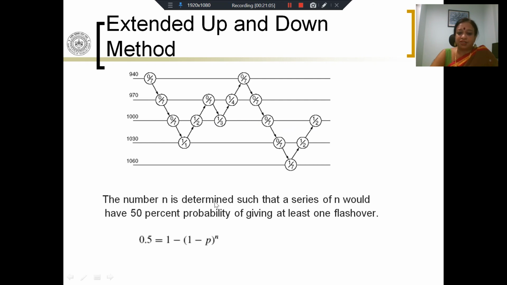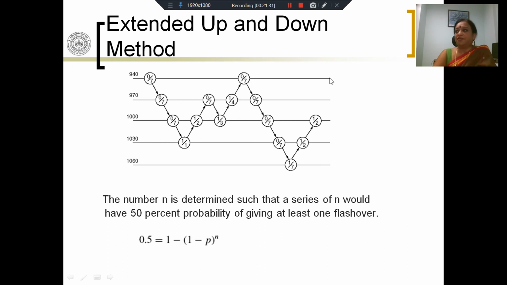The number n is determined such that a series of n would have a 50% probability of giving at least one flashover. So you don't choose a ridiculous value so that you go on applying the voltage and you're never going to get failure. Also the lowest voltage should not be much too lower than the expected breakdown value. And in this way, you calculate the probability distribution curve.